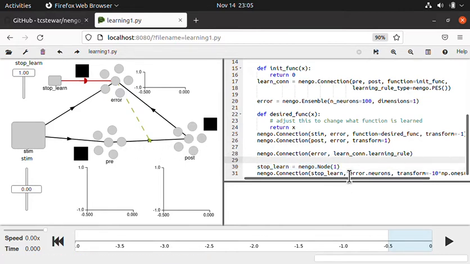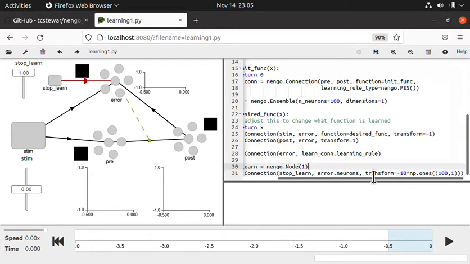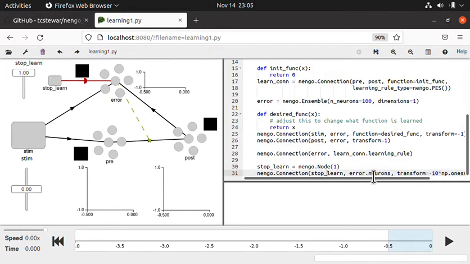My syntax for doing that in Nengo, I'm not sure we've actually shown this before. Basically, we want to bypass the whole encoder-decoder thing that Nengo normally does. The way you bypass in Nengo is if you refer to error.neurons. So if I'm going from stop learn, which is this thing here, I'm going to directly connect that to the neurons.